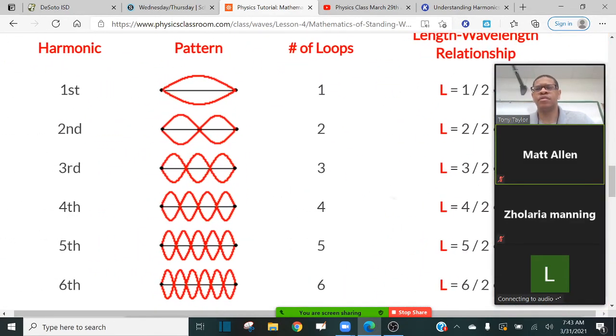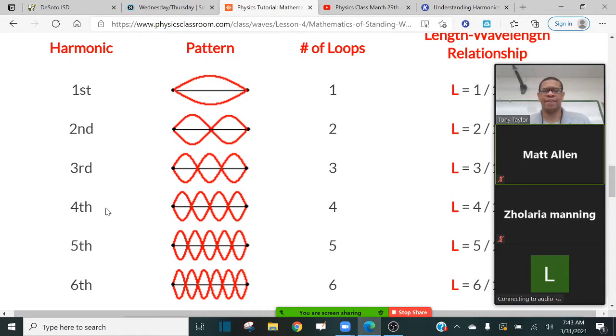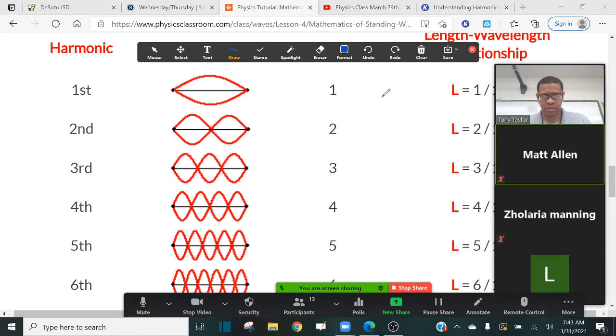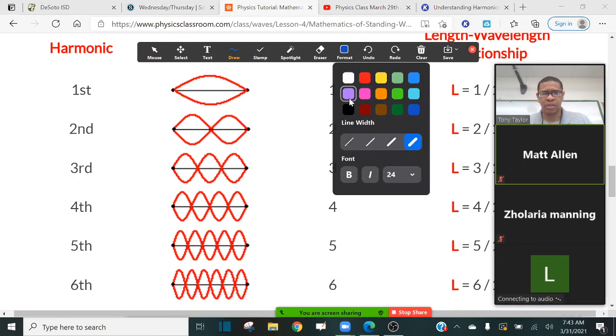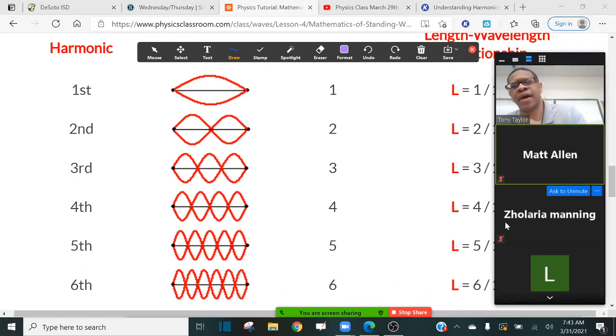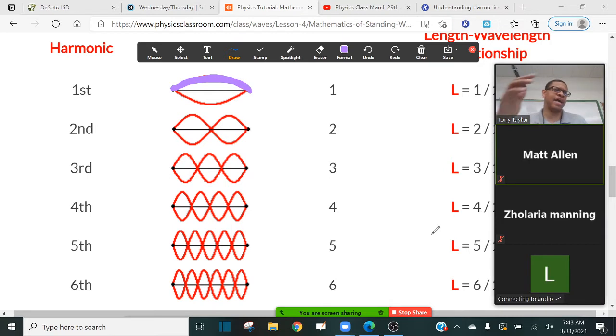Okay. So if a standing wave is vibrating at the first harmonic, that standing wave is always represented by half the wavelength, right? Because think about it, if you think about a standing wave vibrating at the first harmonic, it's either up or down, up or down, up or down. Okay.